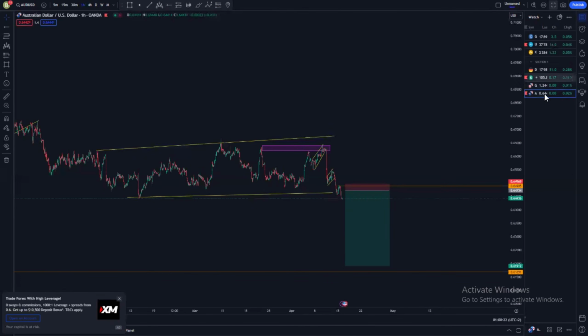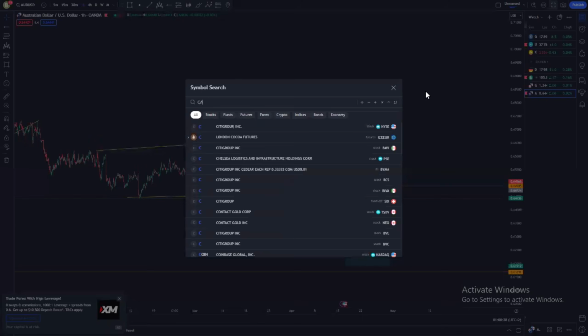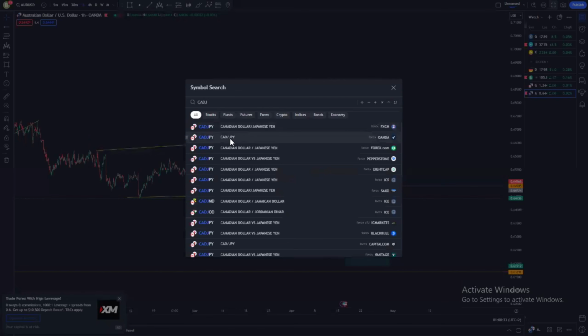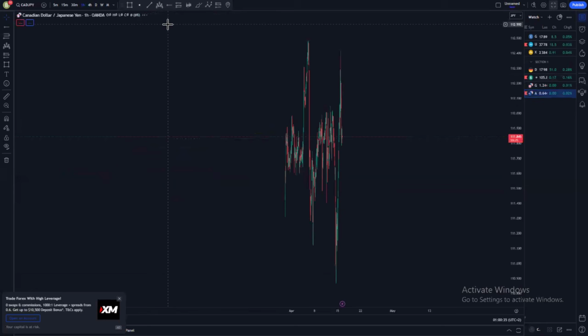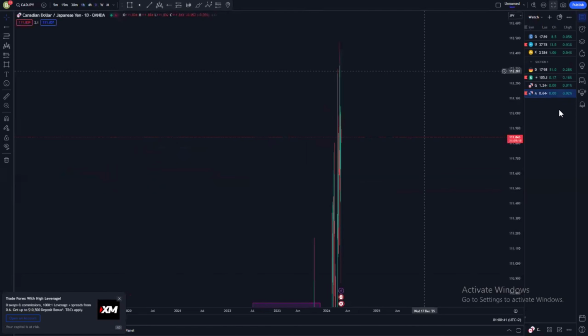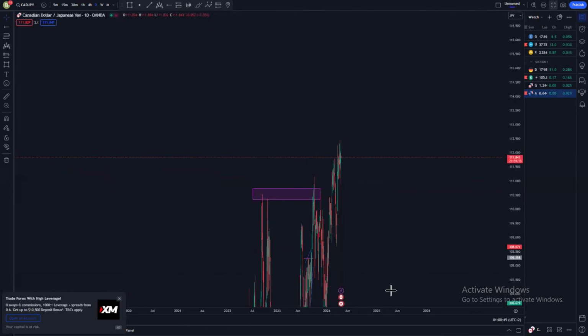So the last pair we want to do, guys, is going to be CHFJPY. So now we are on the CHFJPY daily time frame. On the CHFJPY daily time frame, I don't even know where to start.